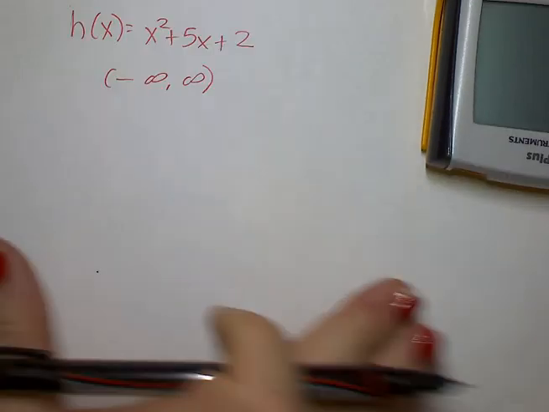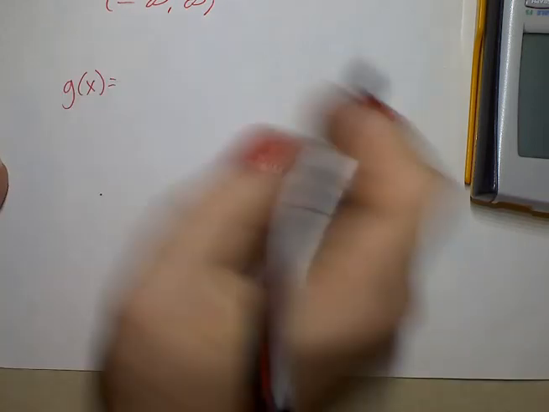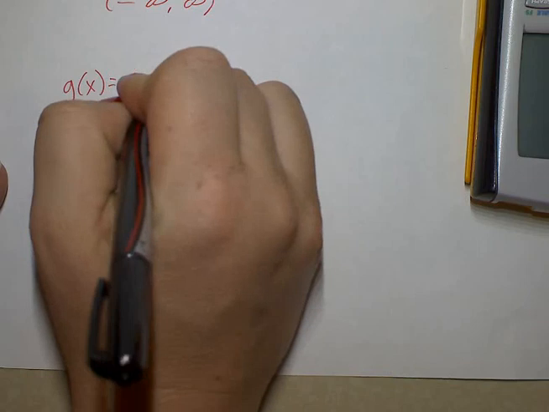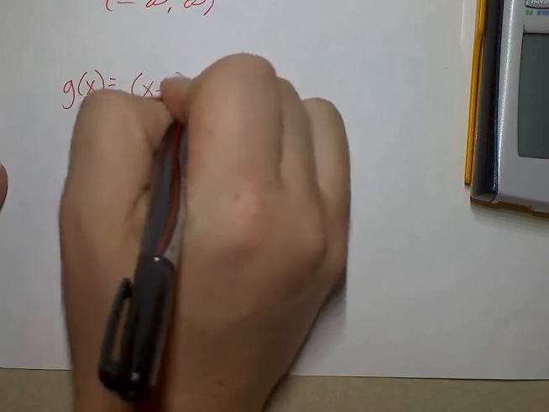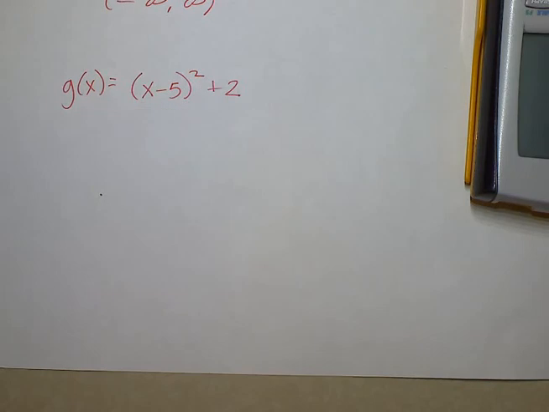All right, your next problem. G of x is equal to the quantity x minus 5 squared plus 2. What is the equation for the axis of symmetry? 20 seconds begin.